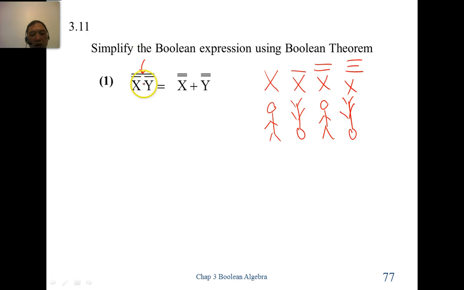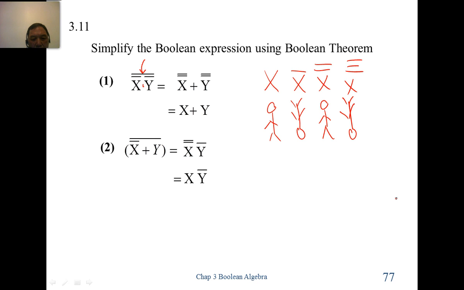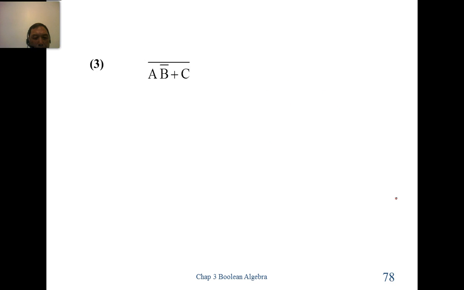Here we break at the dot. Now it becomes a plus. It was a logic AND function, now it becomes a logic OR. You also know that double bar X now becomes X. Right. Second example, same thing. We break it. It becomes X dot Y bar. Very simple.